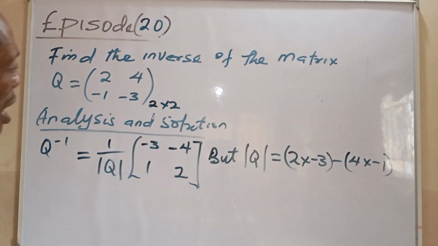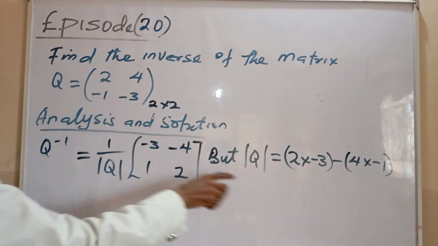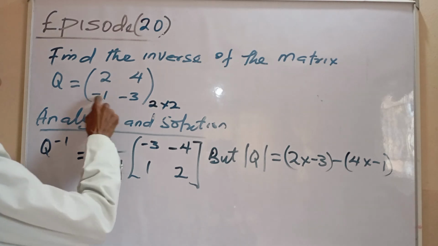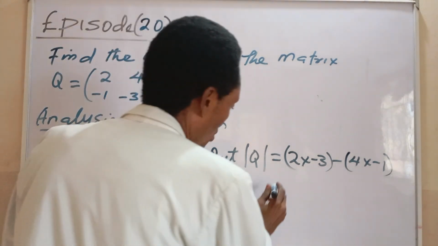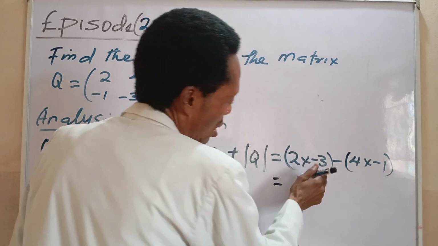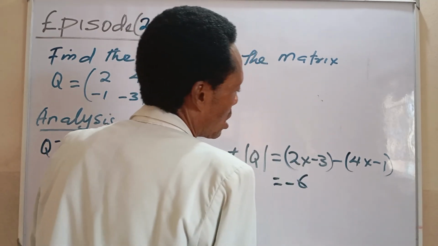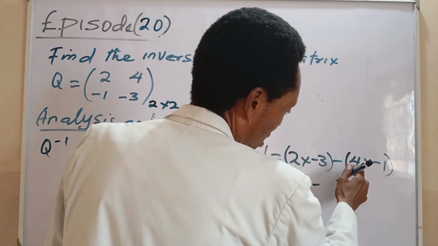Okay? So what I have just done is this. I say 2 times minus 3. This minus is always there. Then you use this one to multiply this. That is 4 times minus 1. So automatically you have what? 2 times minus 3 will give you minus 6. Then minus, open bracket.